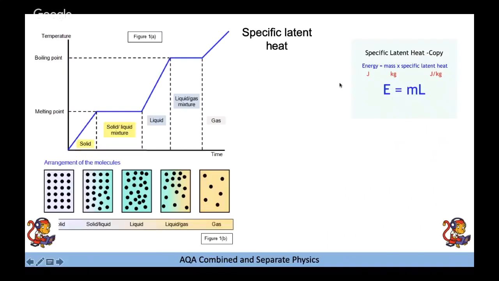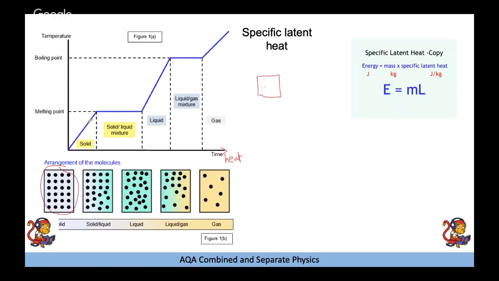Okay, a little bit on specific latent heat then. This is an equation that you get given. And I'm just going to refer us to this graph because they do love asking us about this. So this is a heating graph or heating curve. And what we've got along the bottom is time. And so we can think of this as a box with some solid particles in it. In fact, here it is. Here's a box with some solid particles in. And I am heating this box. Okay, I'm heating it with a Bunsen burner, for example.